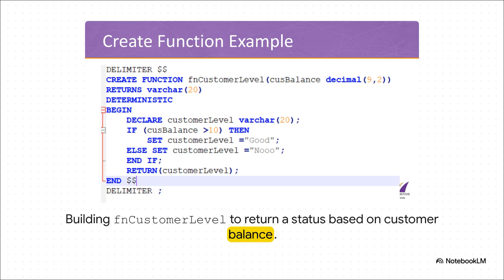Let's look at a real-world example. Now, don't get too hung up on some of the extra syntax here, like DELIMITER. That just helps the database understand our code. What we're doing is creating a function called fn_customer_level. It takes one input, a customer's balance. Inside, we've got a simple business rule. If the balance is over 10, the customer's level is good. Otherwise, it's no-op. A little harsh, I know, but it's clear. And this whole piece of logic is now packaged up under one simple name.